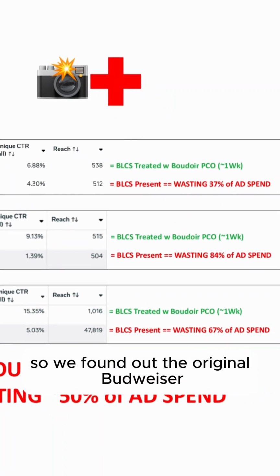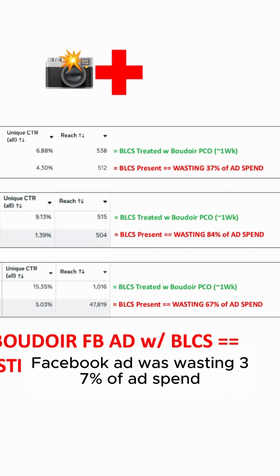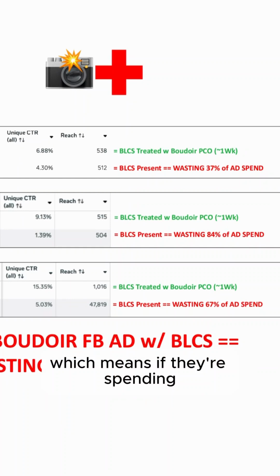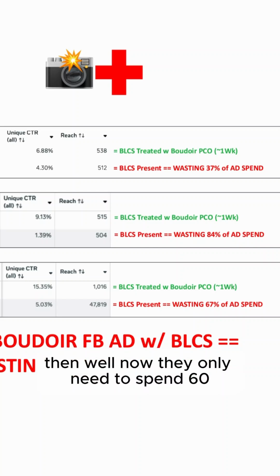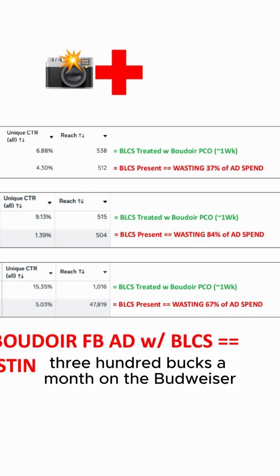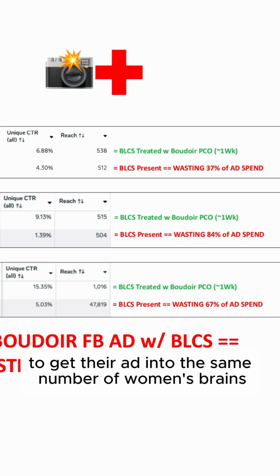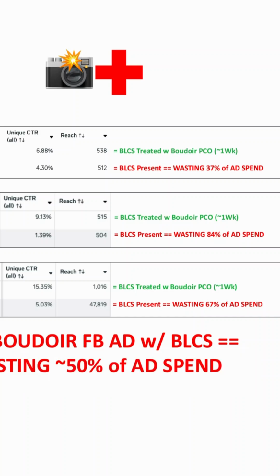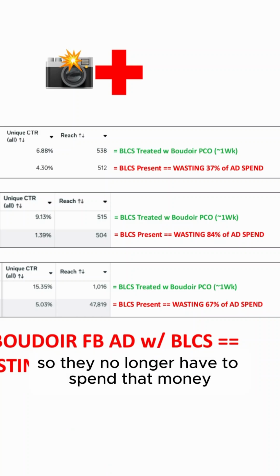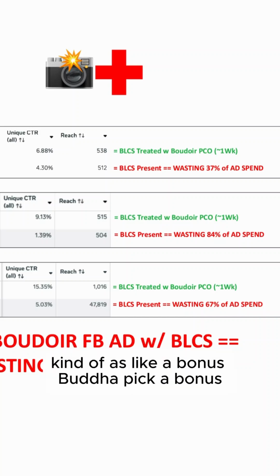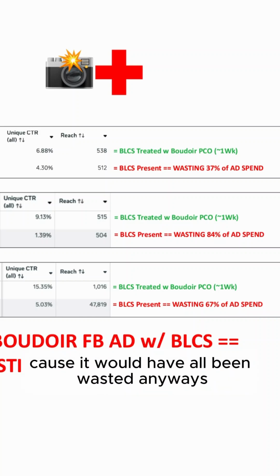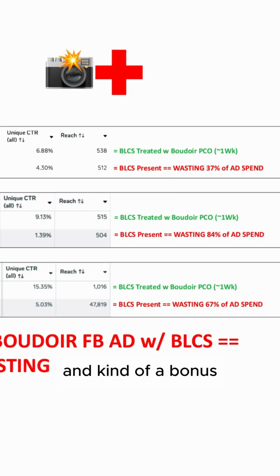So we found out the original Boudoir Facebook ad was wasting 37% of ad spend, which means if they're spending 10 grand a month on the original Boudoir Facebook ad, now they only need to spend $6,300 a month on the Boudoir Pico treated ad to get their ad into the same number of women's brains. So they no longer have to spend that money, and they actually can pocket it kind of as like a bonus, Boudoir Pico bonus. They just don't spend it because it would have all been wasted anyways. Kind of a $3,700 a month bonus.